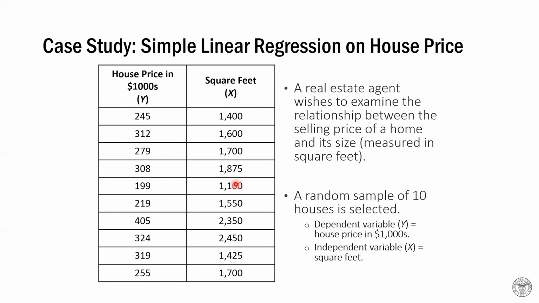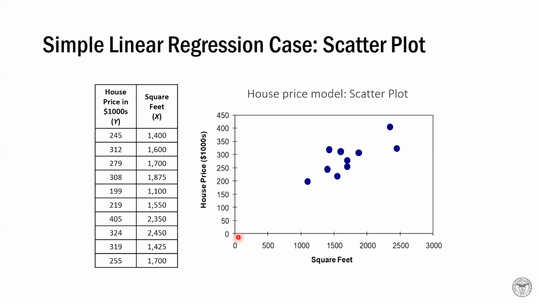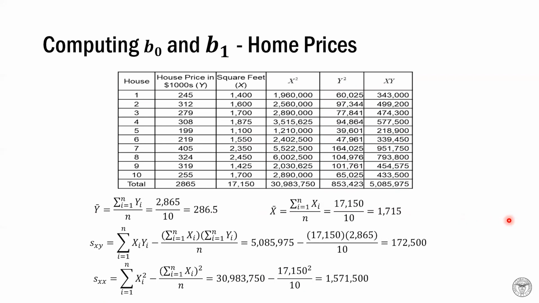In the model, the dependent variable y is the house price in $1,000, and the independent variable x is the size of the home in square feet. A scatter plot of the two variables shows that there is a correlation between the two variables, and there might be some positive linear relationship between them. To compute the parameters, we first obtain the mean values of the two variables, which are y bar equals 286.5 and x bar equals 1,715.